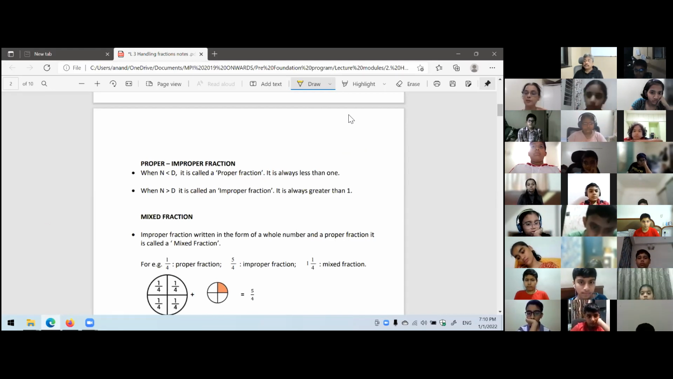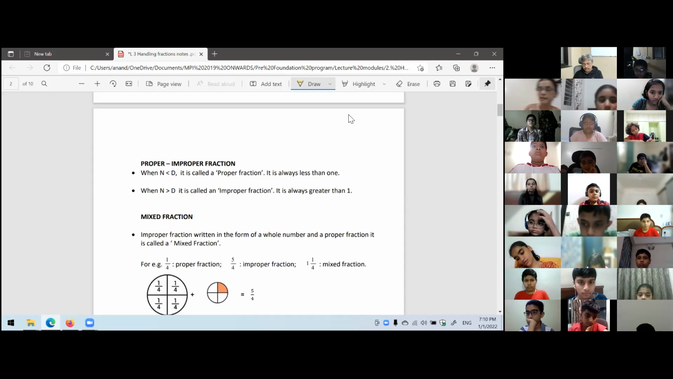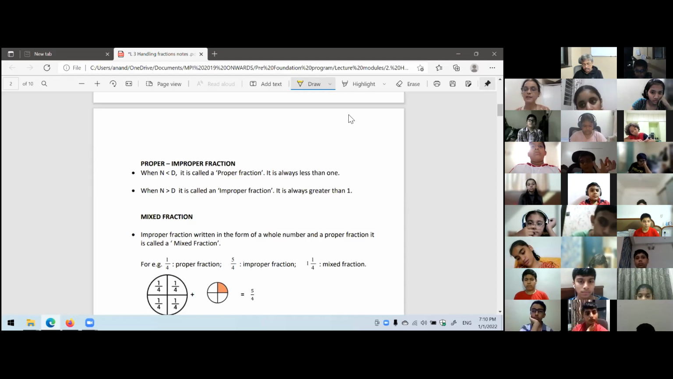What is the meaning of it? I'm making 4 parts and I'm taking 1 out of it. It will be called a proper fraction. And of course, when the numerator is smaller than the denominator, I'm always taking a smaller number of parts than the number of parts made. So it is always less than 1.